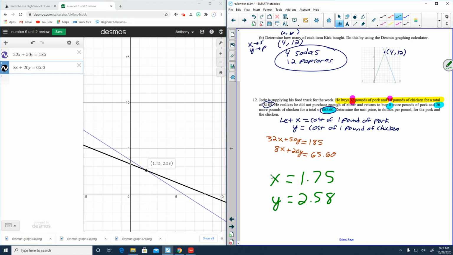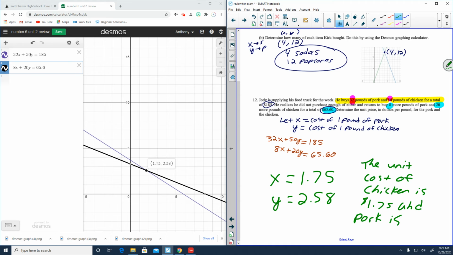which means the unit cost, meaning the cost of 1 pound of pork, is $1.75, and the chicken is $2.58. Okay? So when I'm asking you to solve a word problem with a system, I'll always have you just do it on Desmos to save you some time. All right? So I'm just going to put this graph here.